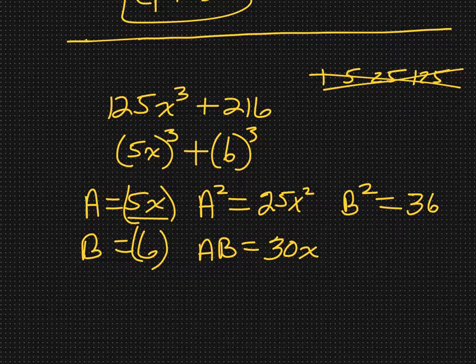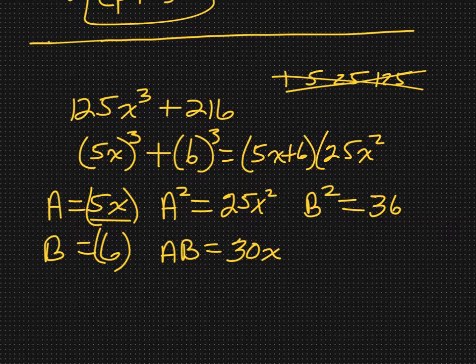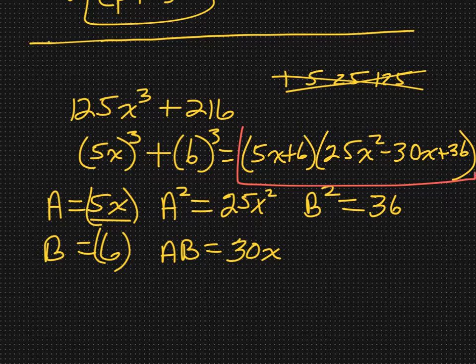So, what's my answer? My answer is a plus b, 5x plus 6, times a squared minus ab, minus 30x, plus b squared, or plus 36. And that went off the screen over there. There we go. So this is our solution over here in red, our answer, I should say.